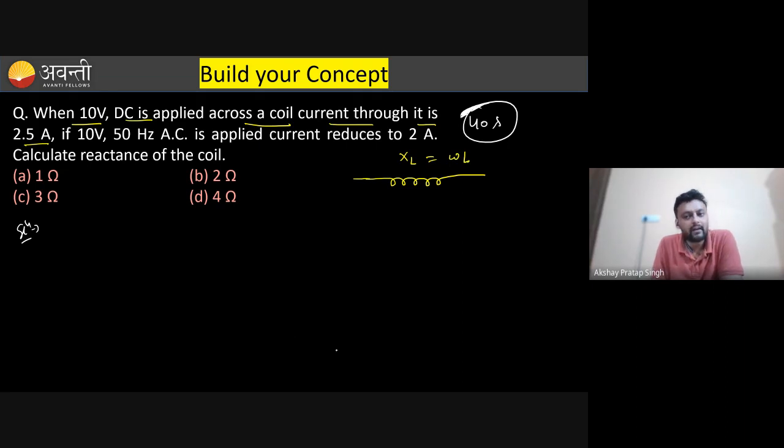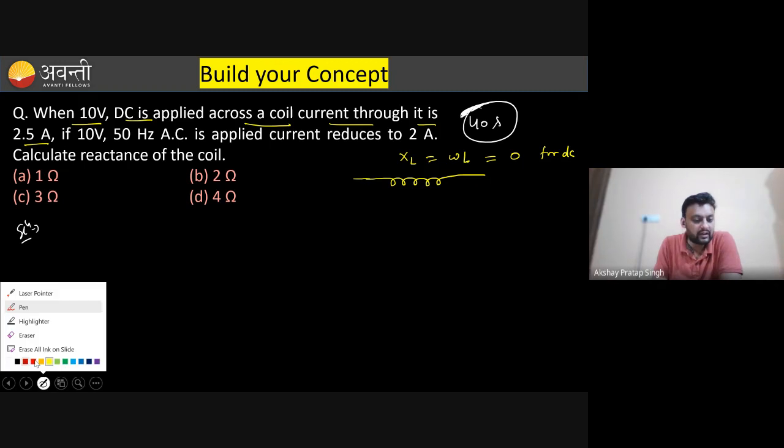This XL is omega L. If you apply DC to it, the frequency of DC is zero. That means XL will become zero for DC. For DC, the effective resistance is zero. That means the current should not have the value of 2.5 ampere only. It should be maximum, or it should be infinite, or not defined in that situation. That means this inductor coil is not ideal. It is having some resistance. And if an inductor coil has some resistance, then this is not the case of a purely inductive circuit.